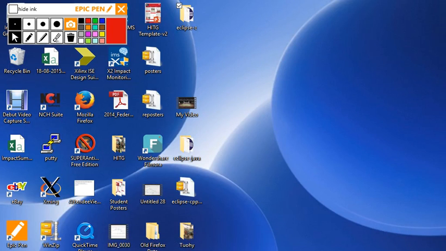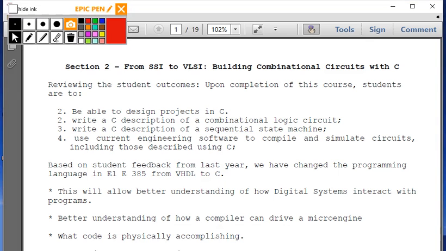So let's talk about code. This is going to help us meet some of these course objectives: being able to design projects in C, write a C description of a combinational logic circuit, write a C description of a sequential state machine. So we talked about Mealy and Moore machines. You're actually going to be using C to write those and produce outputs. And then using current engineering software to compile and simulate circuits, including those described in C. Your final project will be to write the entire MIPS data path in C. We'll be building it up over the course of the projects in this class.